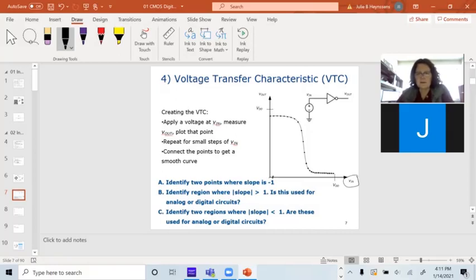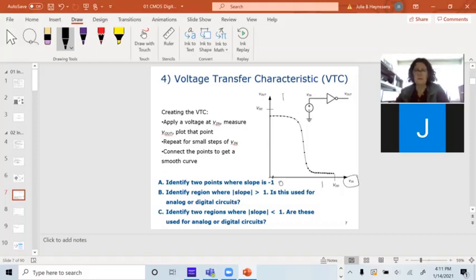Now, if I look at this, my input voltage here is low, a 0, and I'm getting a 1 on the output. My input voltage here is high, it's a 1. I'm getting a low value on the output, so it's an inverter.